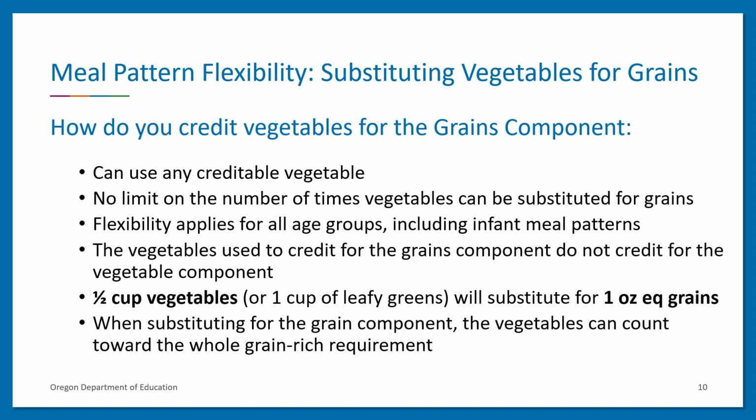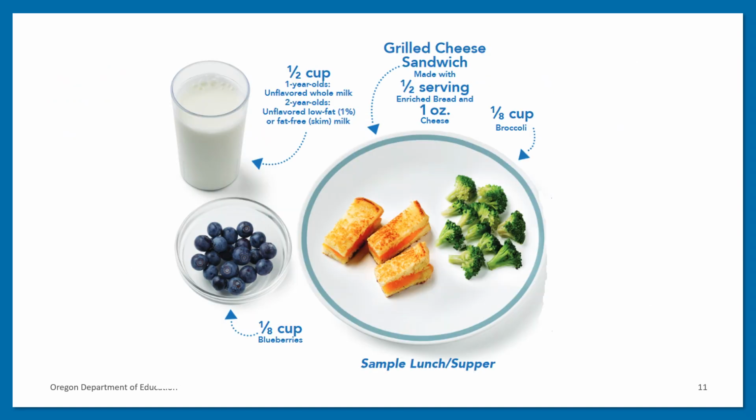It is important to remember that the vegetables used to credit the grains component will not credit for both the grains and vegetable component. You will need two different vegetables, with one vegetable crediting for the grains component and one vegetable crediting for the vegetable component. For portion sizes, half a cup of vegetables or 1 cup of leafy greens will substitute for a 1 ounce equivalent of grains. When you are substituting for the grain component, the vegetables will count towards the once per day whole grain-rich requirement.